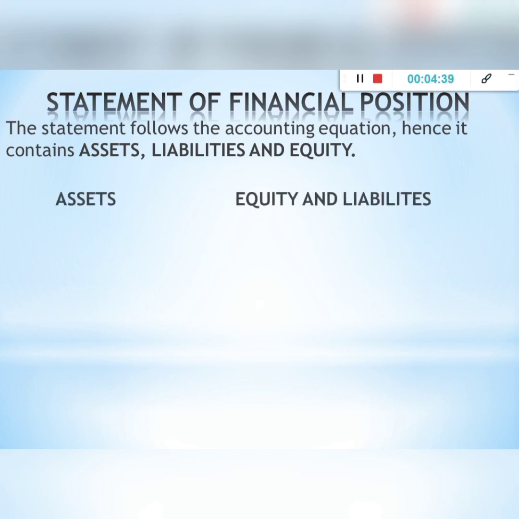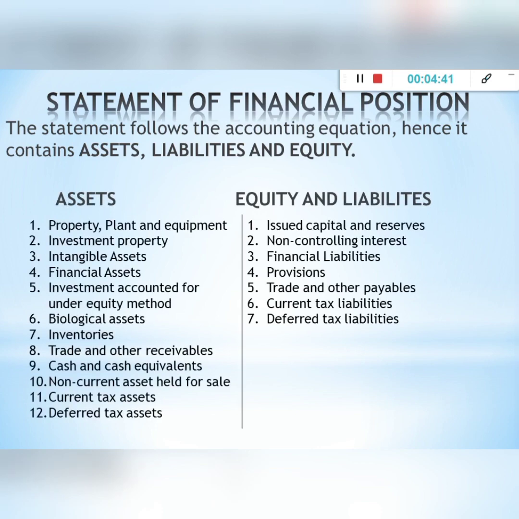Now assets. Let's look at some of the elements under assets. We have property, plant and equipment, investment property, intangible assets, financial assets, investments accounted for under the equity method, biological assets, inventory, trade and other receivables, cash and cash equivalents, non-current assets held for sale, current tax asset, and then deferred tax asset. Now let's look at some of the various items under equity and liability.